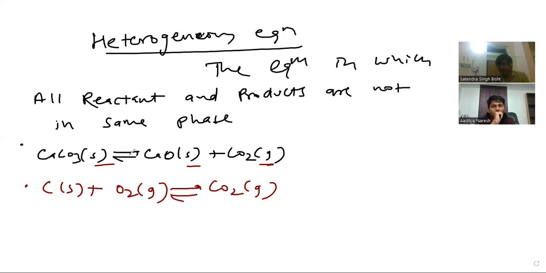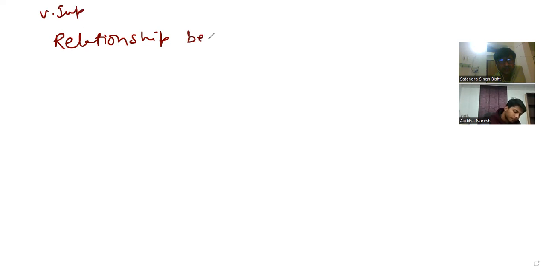And the next point is very, very, very important. That is the relationship between Kc and Kp. 90% chances this question will come. The heading is relationship between Kp and Kc. This one is a very important topic.